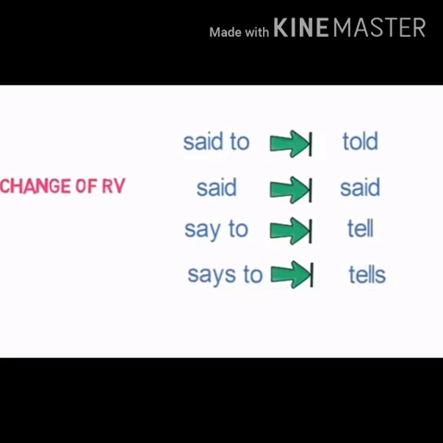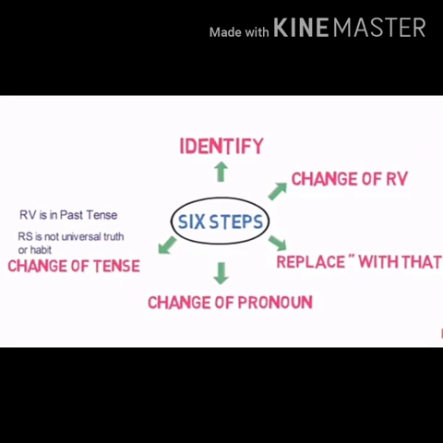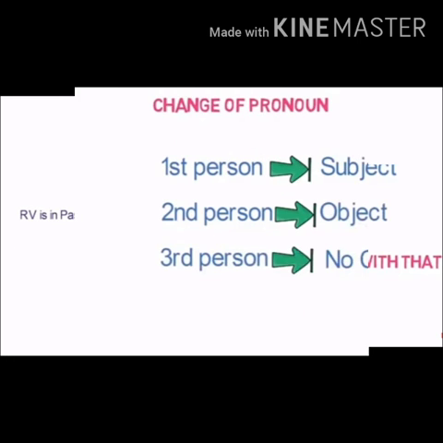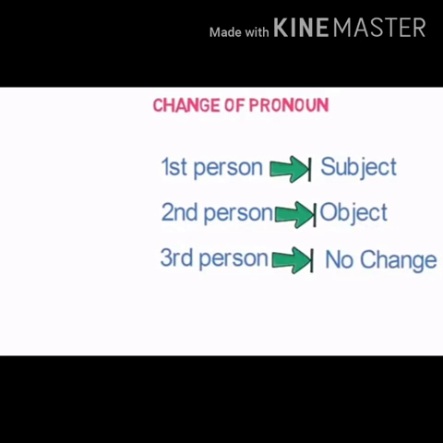Now third is replace of quotation mark with that. Here you have to remove the comma and inverted commas in the sentence and join the reported speech with that. This is the third one. Now the fourth one is change of pronoun. First person will be decided as per the subject, second person will be decided as per the object, and third person will remain unchanged. This is the fourth one.